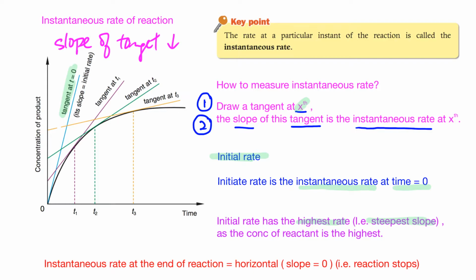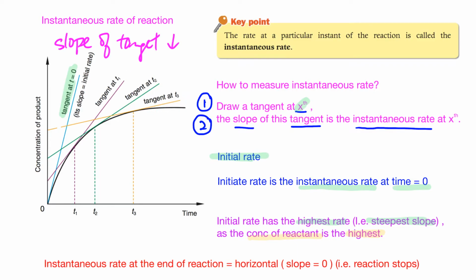And the reason for that is that at the beginning of the reactions, the concentration of the reactant should be the highest, because no reactant has reacted yet. So therefore, at this moment, concentration highest, the rate should also be highest. But as time goes by, you see that the rate, that means the slope of the tangent, is decreasing.